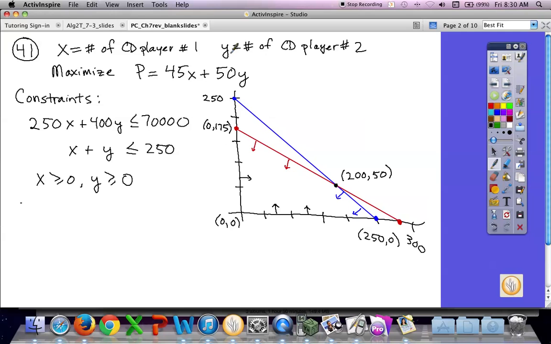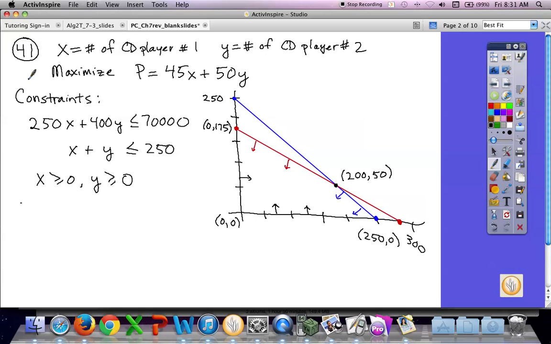We're trying to maximize profit, right? That's why it's P equals. And they said that for the first model, you get $45 profit for each one you sell. The second one, you get $50 profit for each one that you sell. So the first steps are define the variables and write your objective function, the thing that you're trying to find the maximum or minimum for.